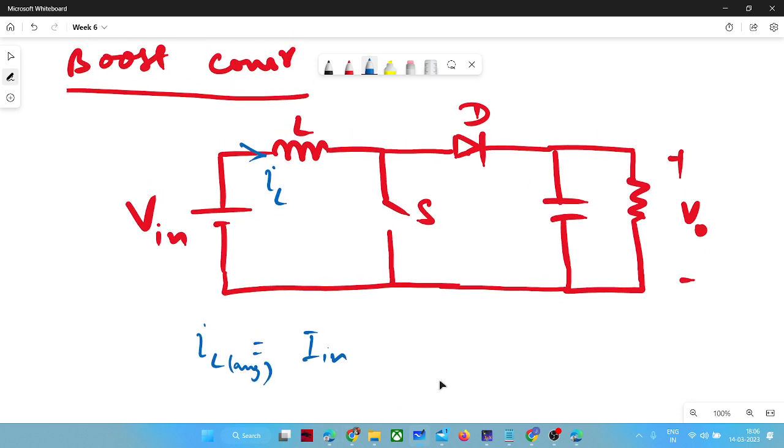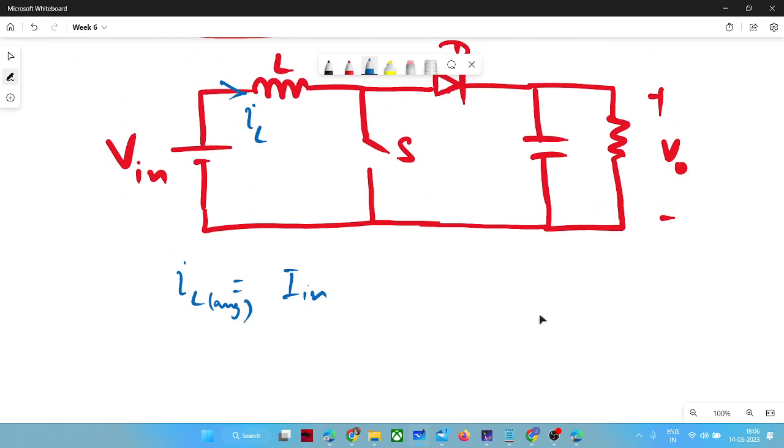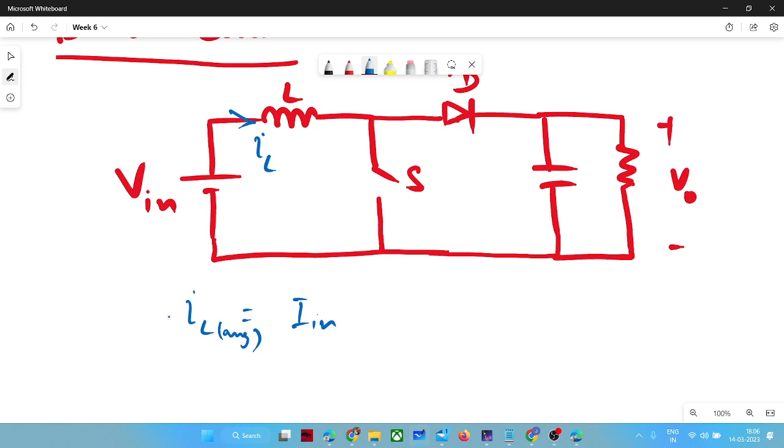So again, the basic thing to compute the relation between output voltage to input voltage, we have to apply the volt second balance across the inductor wherever the inductor is placed. So we will first observe voltage across the inductor when the switch is on. That would be V in only, right? Again, we are taking this kind of polarity. So VL is equal to V in if you apply the KVL here, right?